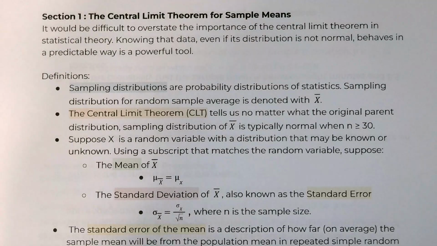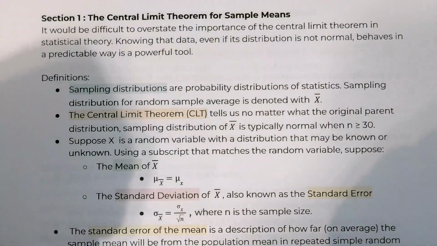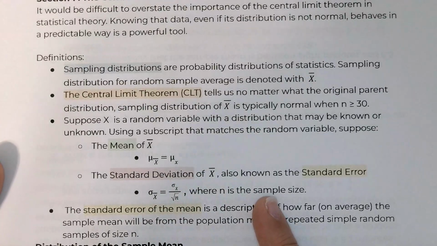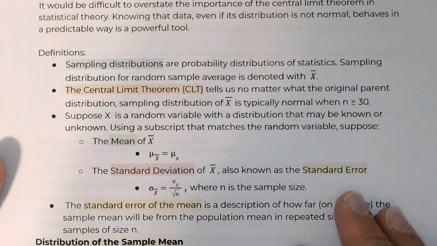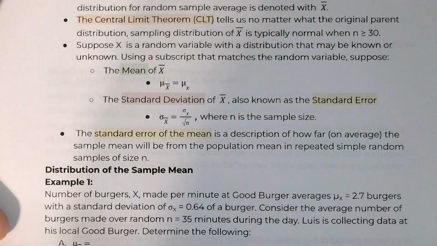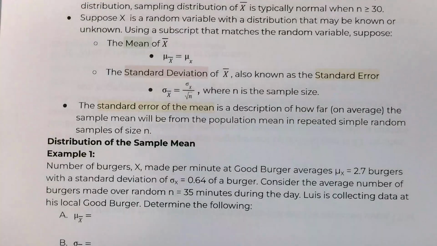So we can use the central limit theorem to say that the mean of the population is one thing, and our sample mean has to be really close to the mean of the entire population. We can also say that the standard deviation is the standard error between our sample and the entire population. So the standard error of the mean is the description of how far on average the sample mean will be from the population mean. We're going to do a couple of examples.